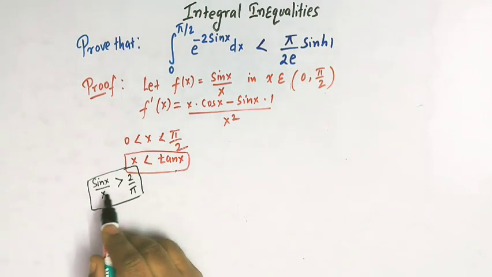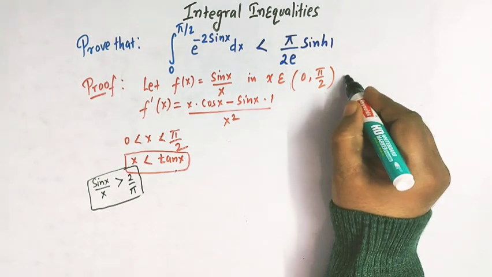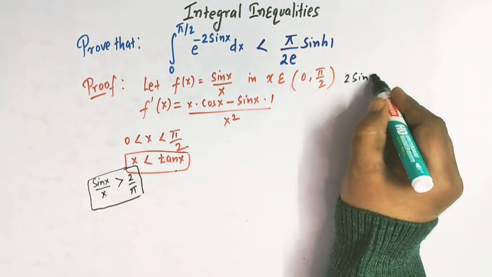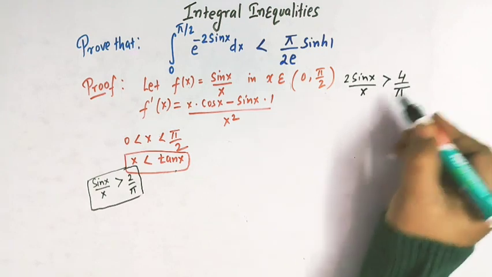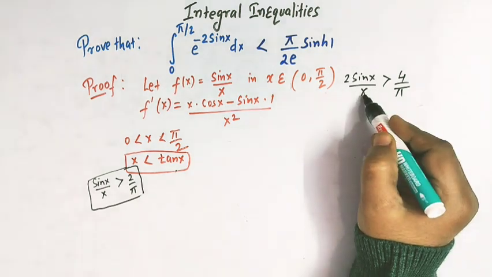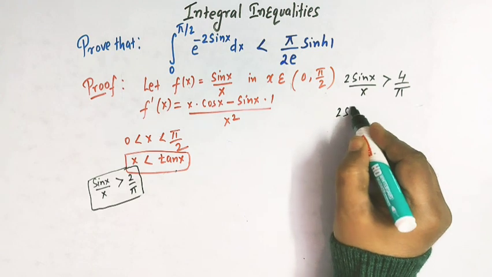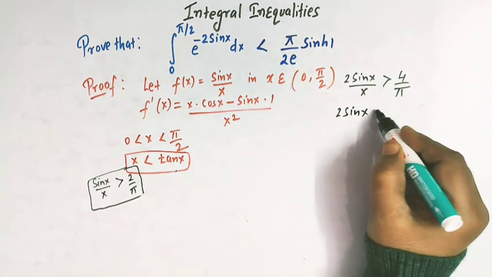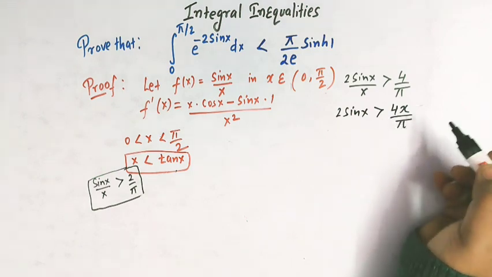So now let us multiply both sides of this inequality by 2. So we'll get 2 sine x over x greater than 4 over pi, right? Multiplying both sides by 2. So now multiplying both sides by x, we'll get 2 sine x is greater than 4x over pi, right?